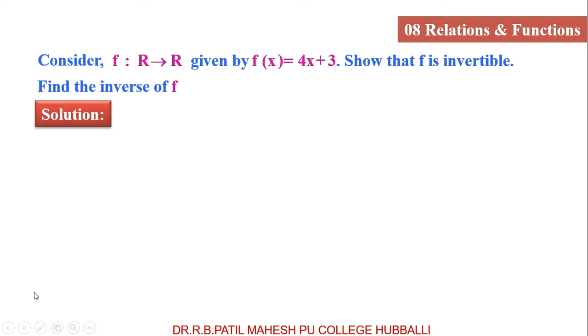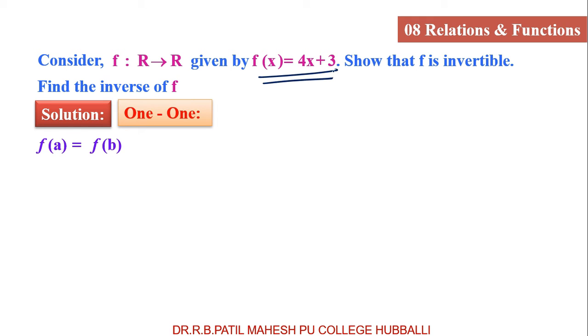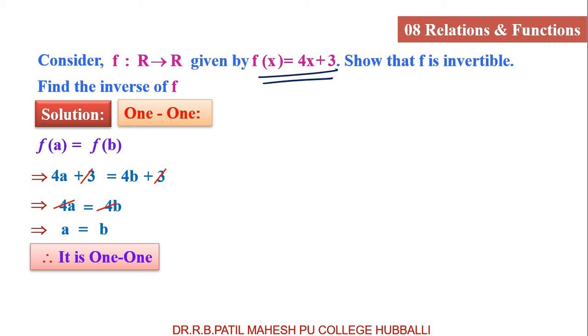Solution. First we will prove 1-1. Suppose images are equal, f of a equal to f of b. So what are f of a and f of b according to this function? That is 4a plus 3 is equal to 4b plus 3. 3 and 3 will get cancelled. Then 4a equal to 4b. 4 and 4 will get cancelled. a equal to b for any a, b in the domain of the function. So images are equal, elements are equal. f of a equal to f of b implies a equal to b. Then the function is a 1-1 function.